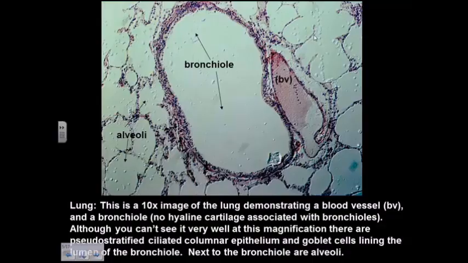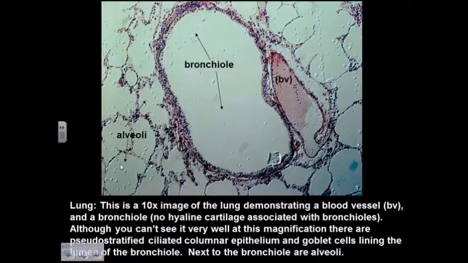Nice and thin. So when you're in A&P 1 and you're looking at simple squamous epithelia, sometimes they show you lung and you don't know what the heck you're looking at. Okay, you just know it's simple squamous and you're all confused until you get to this class. Or you're in my A&P 1 class. Describe it for you.